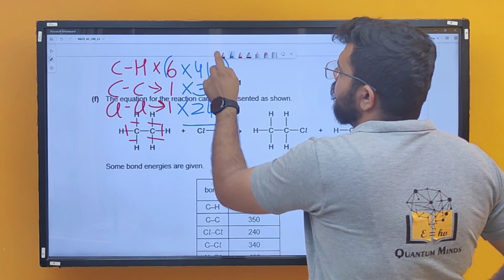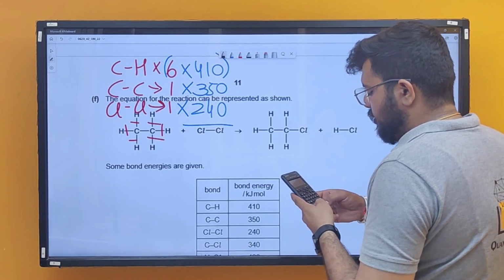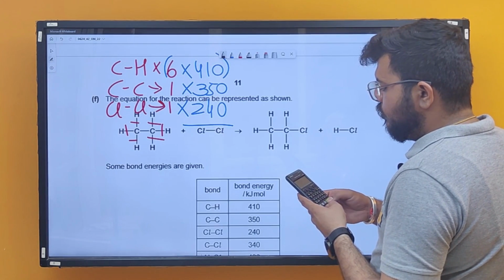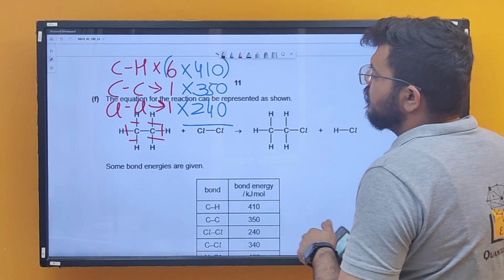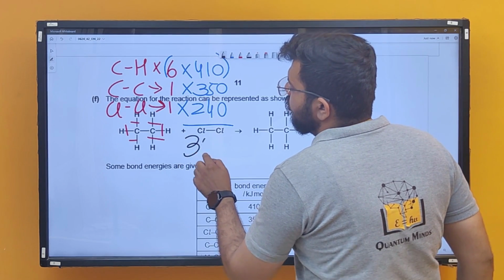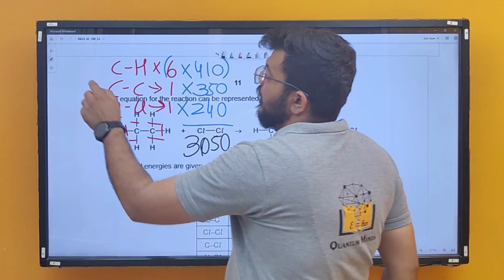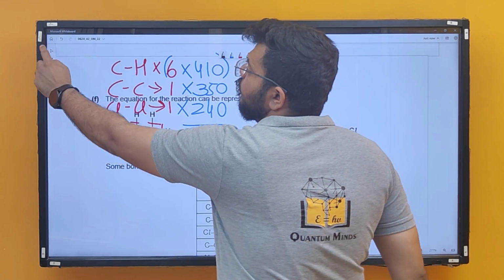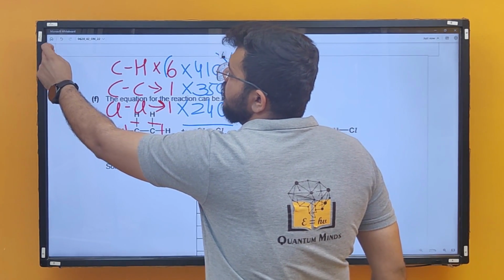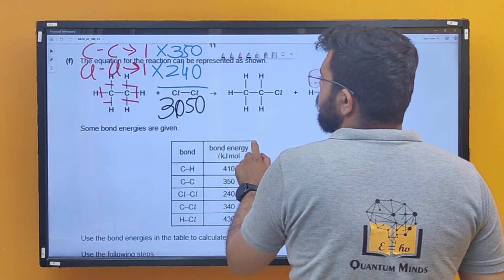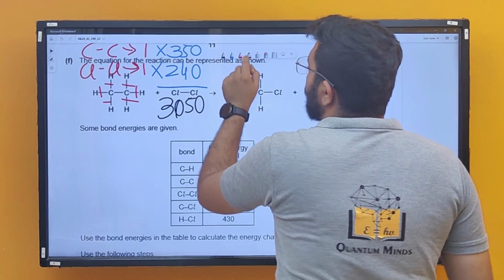What is the sum of this? Let's find out. 6 into 410 plus 350 plus 240. So you have 3050 kilojoules of energy. Okay, sorry, energy required for breaking the bonds in the reactants. I require 3050 kilojoules of energy to break the bonds.